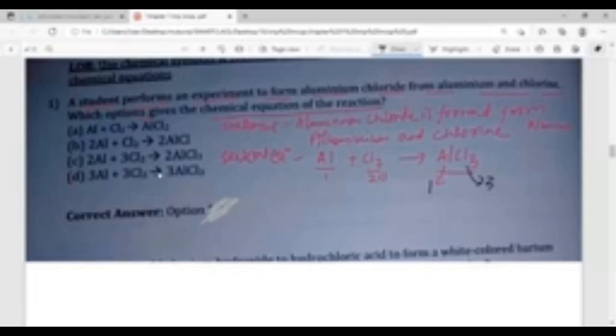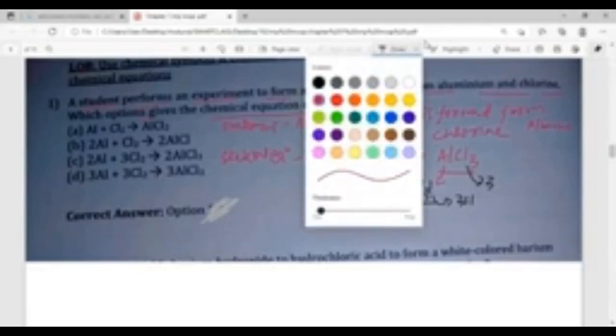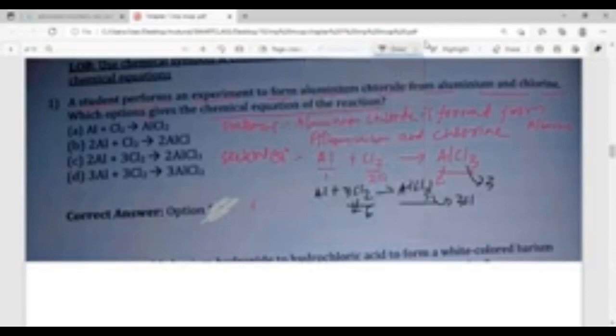To balance both of them, my dear students, first I will multiply this Cl2 with 3. So I shall write it this way: Al plus 3 Cl2. This is how I get AlCl3. Now if I look at Cl2, I have 6 Cl here and here I have 3 Cl. To balance both of them, I need to multiply this AlCl3 with 2. So now I shall write it as Al plus 3 Cl2, that gives 2 AlCl3.